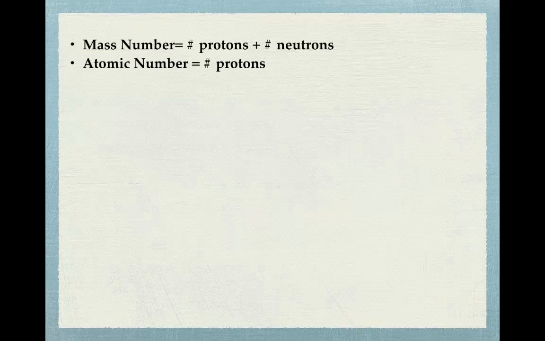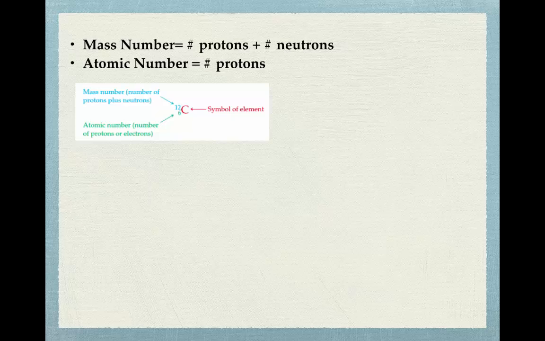Okay? A couple of other important things. Mass number. The mass number of an atom is the number of protons plus the number of neutrons. The atomic number is just the number of protons. So if you look right here at this symbol, the number to the left in blue, the 12, that is your mass number. So that represents your number of protons and your number of neutrons. The 6 below represents the number of protons, and the chemical symbol is just what you would find on the periodic table. So this is carbon 12.